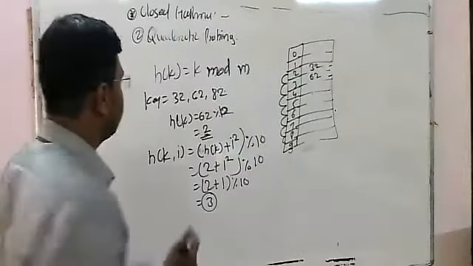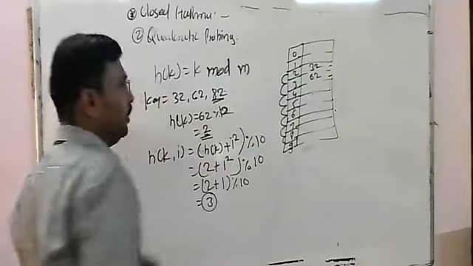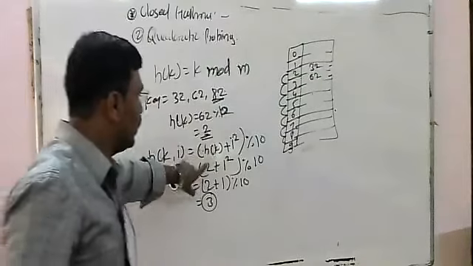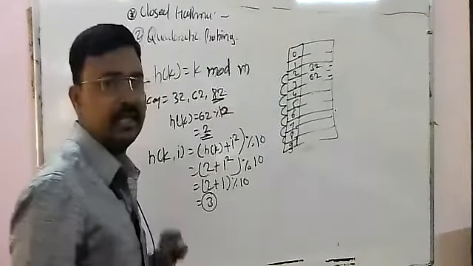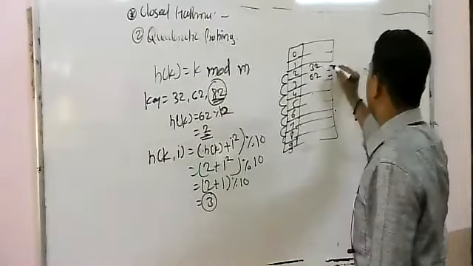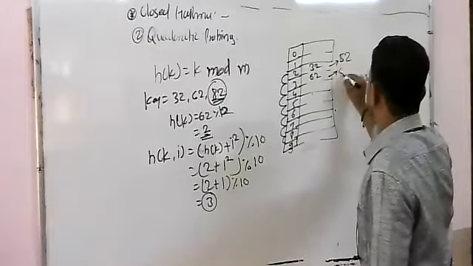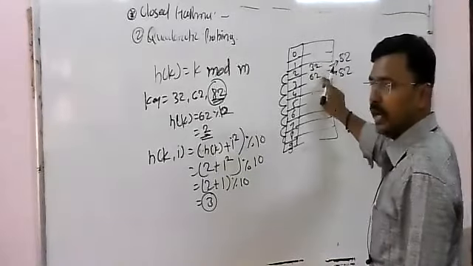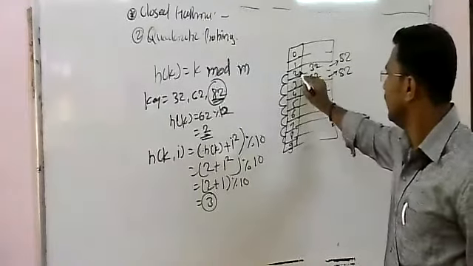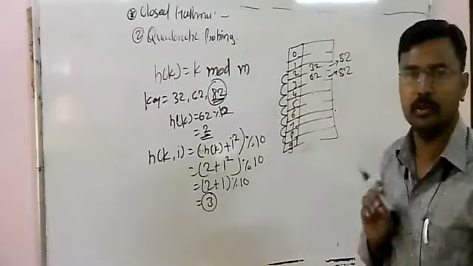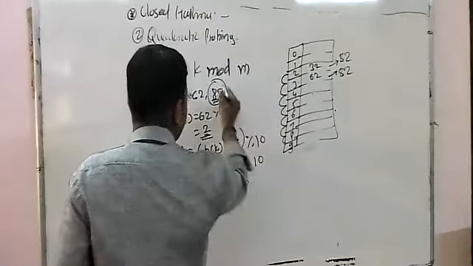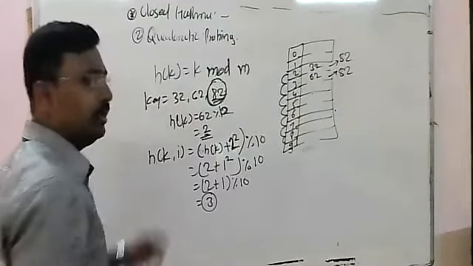Okay, now next for 82. The first position for 82 is 2. By using quadratic, you will get the next position as 3. Means here 82 has a collision at index 2 with 32, and it will collide with index 3 also with 62. Means here the probe number is now 2. For 82, the probe number is 2.